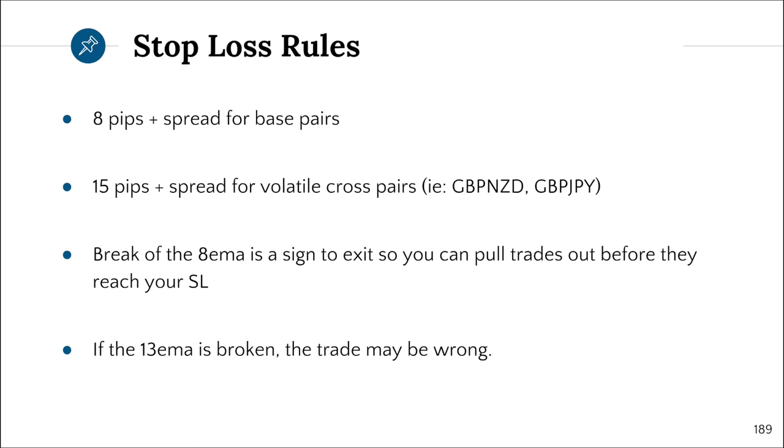So when I do see a breakdown of the 8 EMA, meaning if we're in an uptrend and price is moving higher and higher, and then we get a pullback and it closes underneath that 8 EMA, I'll either close all of the position, move my stop loss into profit, or close some of the position, because I know from market experience that if it breaks the 8 EMA, it might continue to reverse and break the 13 and might go all the way back to the 50, in which case I would lose money. So by pulling out at the break of the 8 EMA, one, I'm not taking the full loss of the 8 pips plus spread for the stop loss.